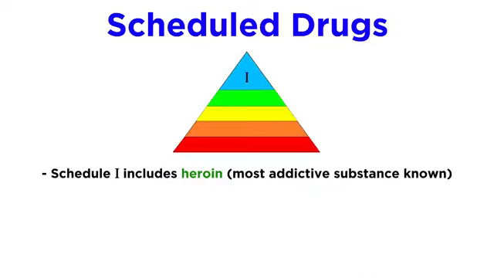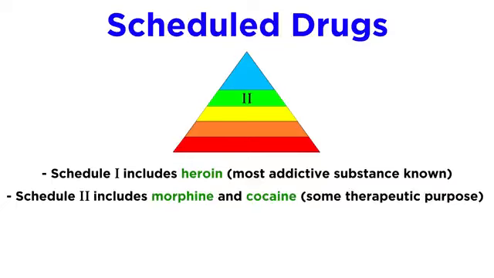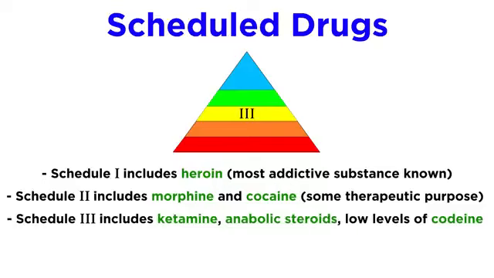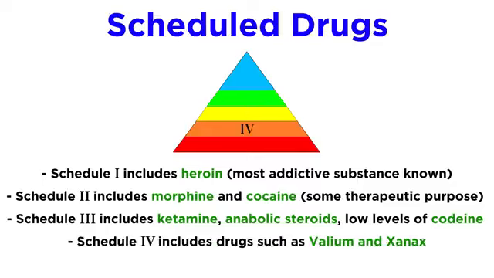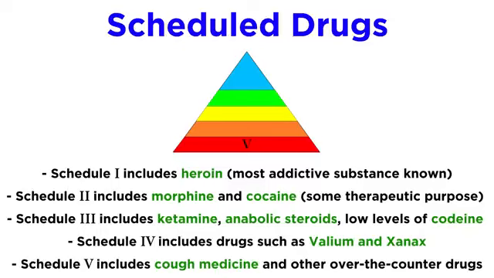So Schedule 1 drugs include drugs like heroin, which is the most addictive substance known to man. Schedule 2 drugs have some therapeutic purpose, but still a very high dependency potential, such as morphine and cocaine. Schedule 3 drugs include ketamine, anabolic steroids, and products with low levels of codeine. Schedule 4 drugs include Valium and Xanax. And Schedule 5 drugs include things like cough medicines and are often available over the counter. These have a very low dependency potential.